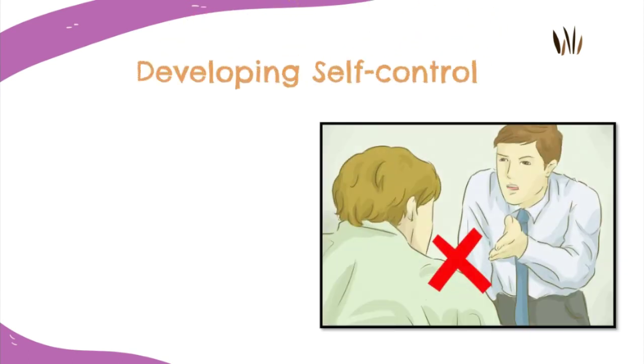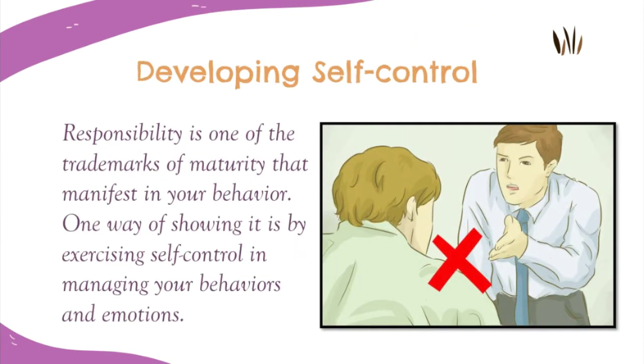Developing self-control. Responsibility is one of the trademarks of maturity that manifests in your behavior. One way of showing it is by exercising self-control in managing your behaviors and emotions. For example, standing in a long line to order food can test your patience. Some people will lose their temper, especially when the queue is slow. How would you react? Here are some ways.